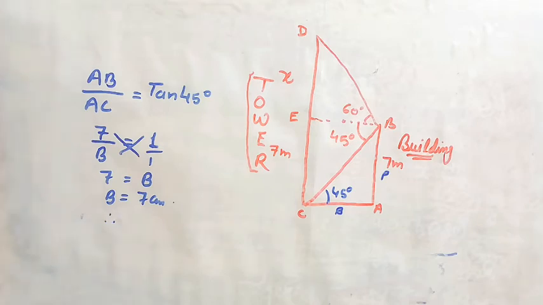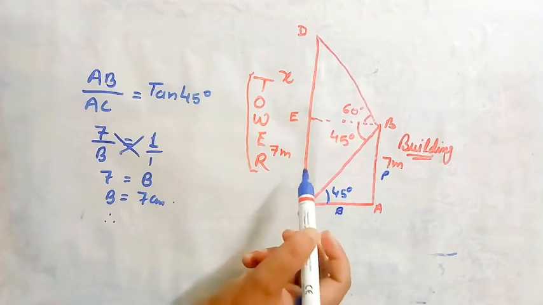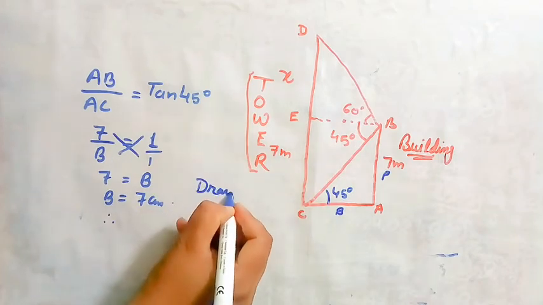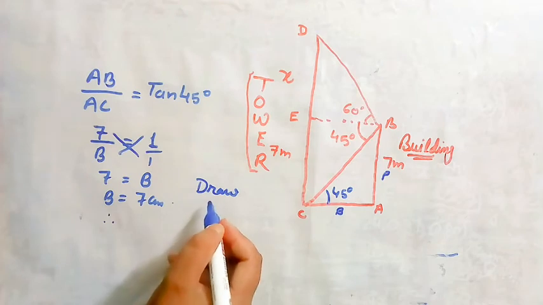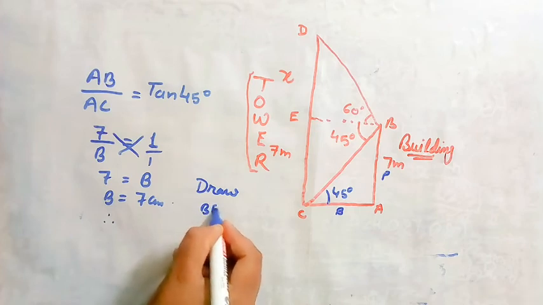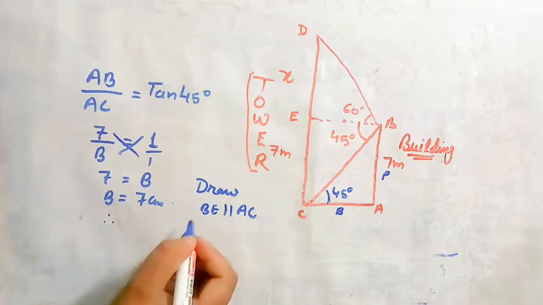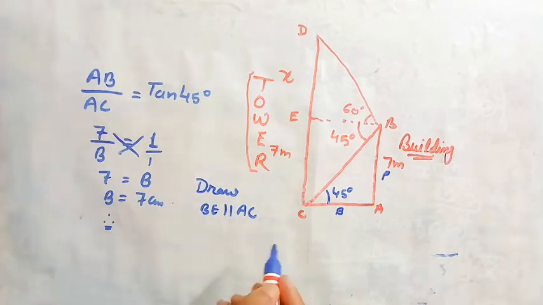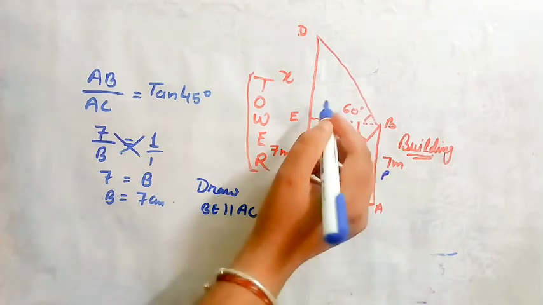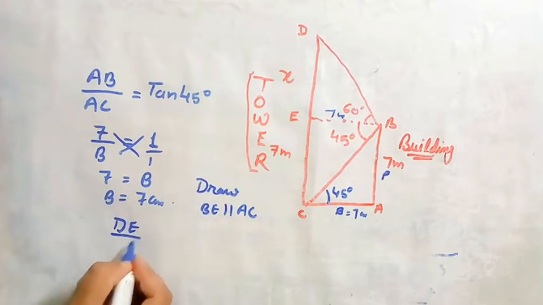Now draw BE parallel to AC. Then we need to find out X. So when we draw BE parallel to AC, ACEB will become a rectangle. Therefore, again use trigonometric formulas, that is X we have to find out. So DE upon BE. So B is equal to 7 centimeter, therefore BE will be 7 centimeter.